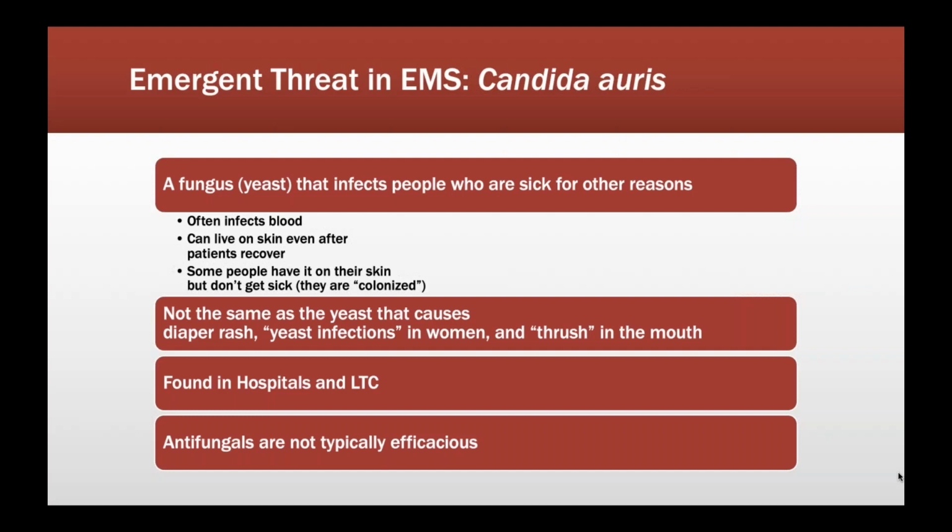As I mentioned earlier, there's this new emergent threat in EMS and healthcare in general, which is called Candida auris. This is a fungus, actually a yeast, that is causing a lot of havoc across the United States and also internationally. It is often found in the blood. These patients can actually have it on their skin as well and serve as sort of carriers. It's found in both hospitals and long-term care settings.